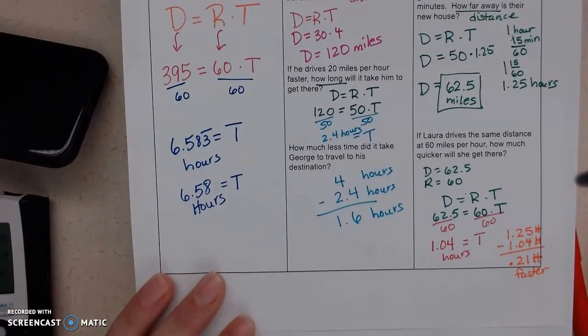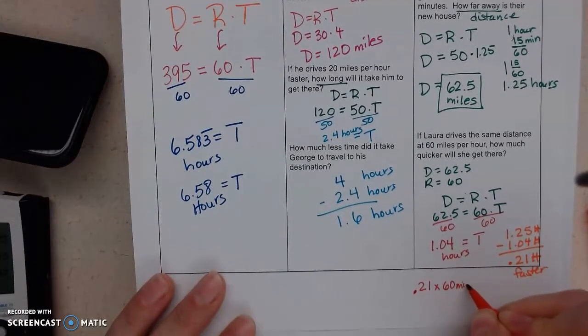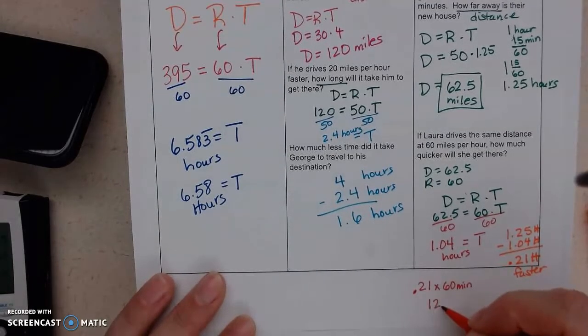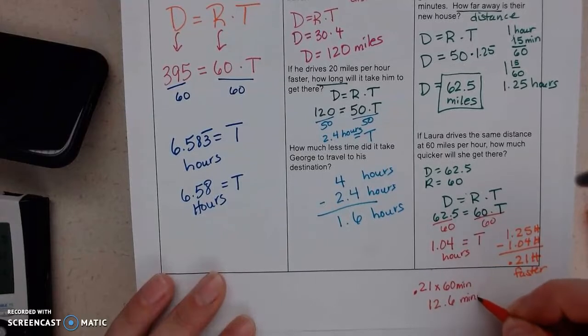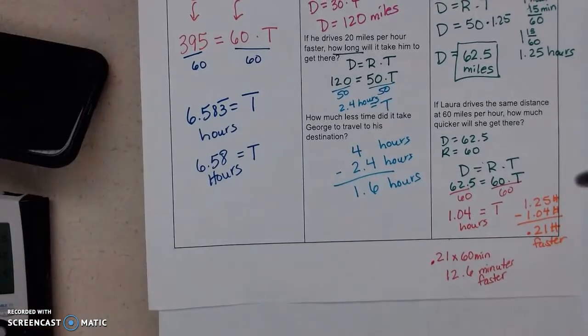Now, if you want to know how many minutes that is, you're going to take 0.21 times their 60 minutes in an hour, which is 12.6 minutes faster. Really just depends on what the answer choices are and how comfortable you feel, but either one, 0.21 hours or 12.6 minutes. That's why we use labels.